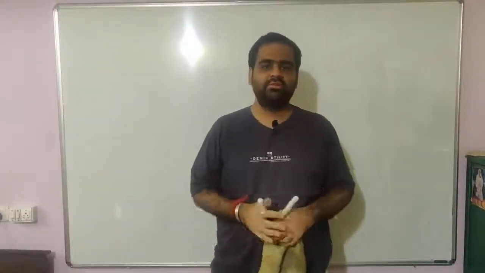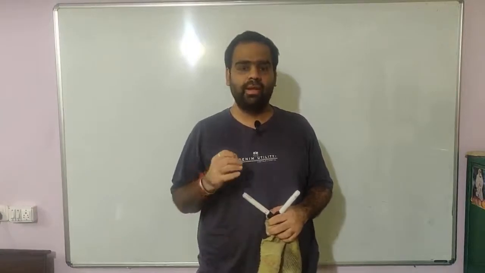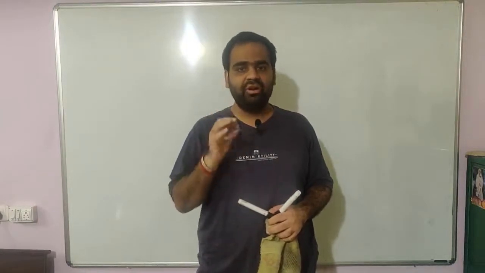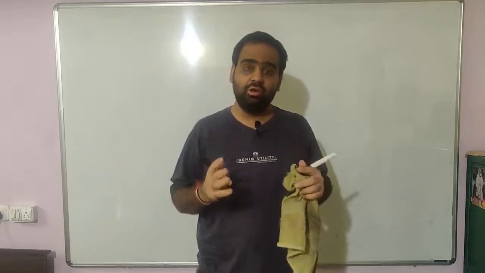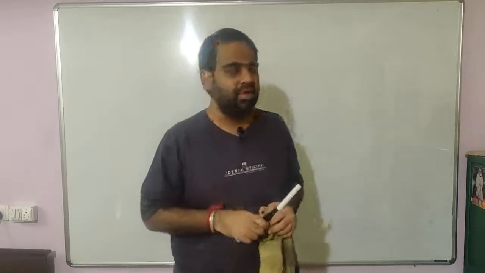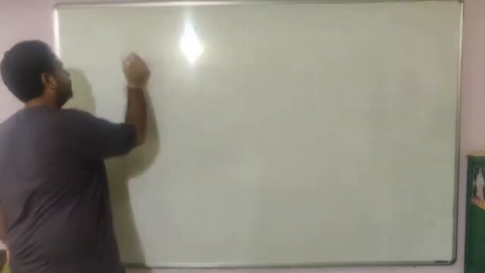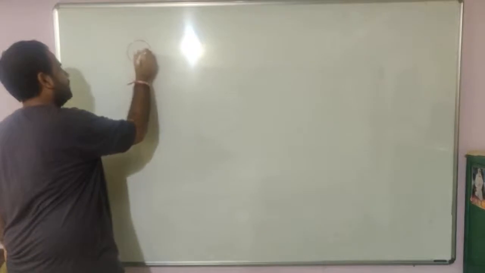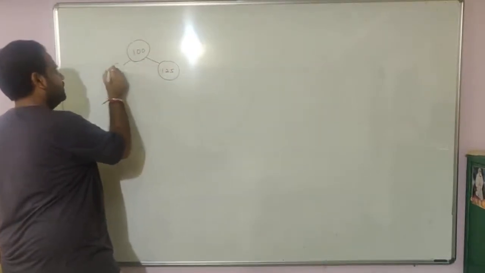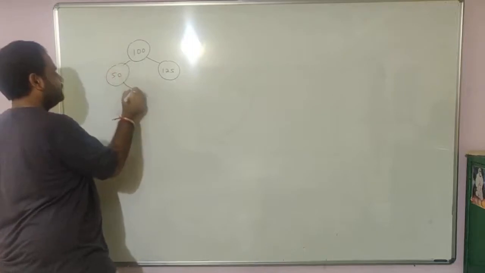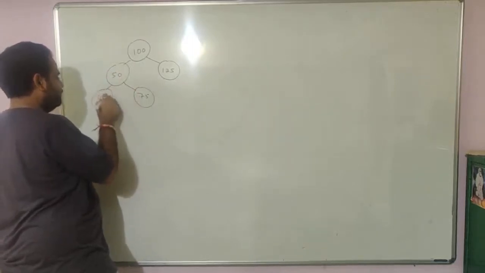Let us see the next question on how do we delete a node from binary search tree. After we delete a node from binary search tree, the resultant tree should always again be a binary search tree. Now what do I mean by this? Suppose this is a tree: 100, 125, here 50, 75 and here 40.